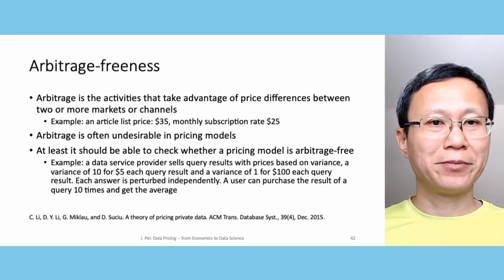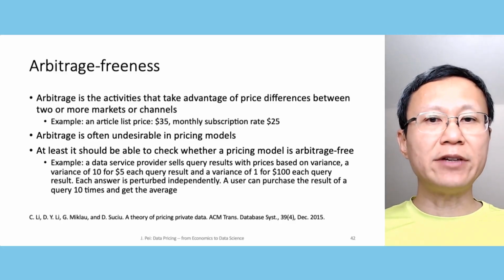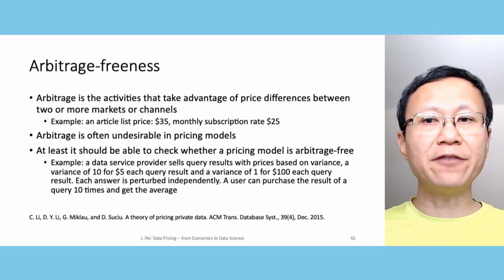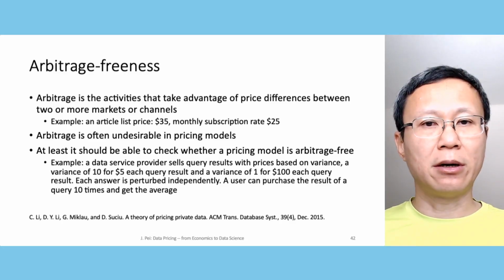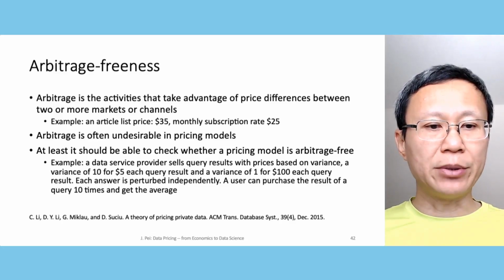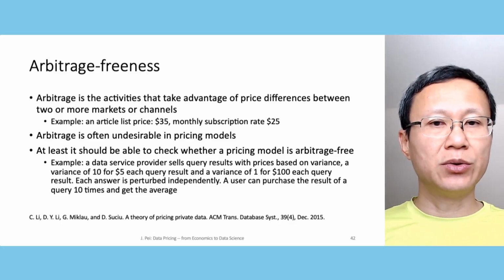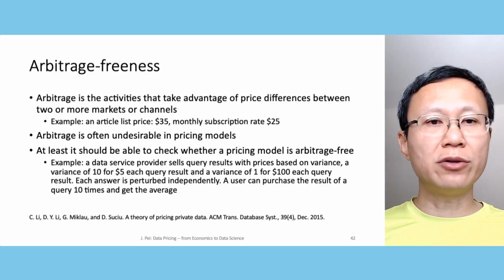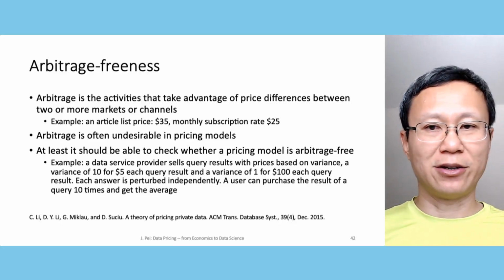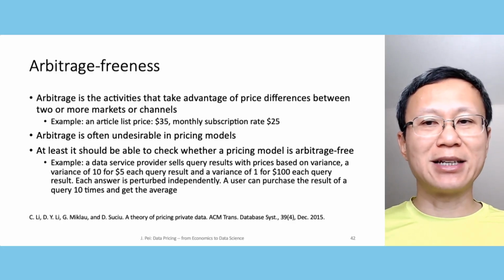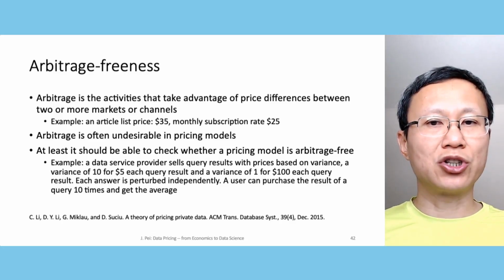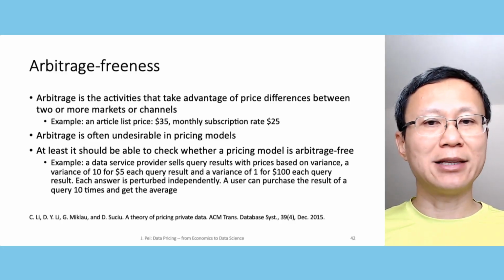Arbitrage-free pricing. Arbitrage is the activity that takes advantage of price differences between two or more markets or channels. For example, a user wants to purchase access to an article whose list price is $35. Suppose that the journal publishing the article has a monthly subscription rate of $25. Then, the user can conduct arbitrage to subscribe to the journal for only 1 month and obtain the article at a price cheaper than the listed price.